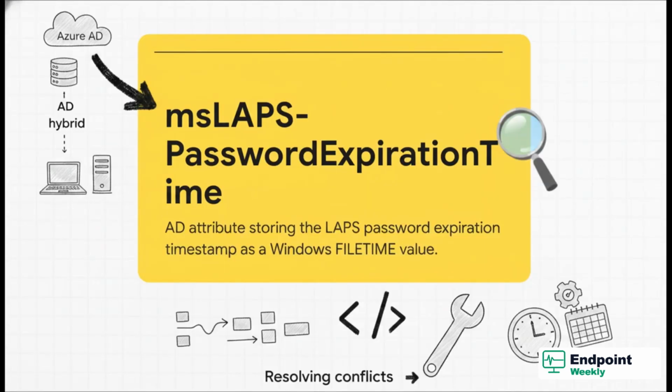Now, for those of you working with hybrid Azure AD joined devices that back up to on-prem Active Directory, you're going to be looking at the msLAPS-PasswordExpirationTime attribute directly on the computer object. But watch out for this gotcha. It stores a Windows file time value. If you query this via PowerShell, remember you absolutely have to convert it using a datetime function to actually read it. Honestly, forgetting that conversion has probably caused every sysadmin watching this to pull their hair out at least once.